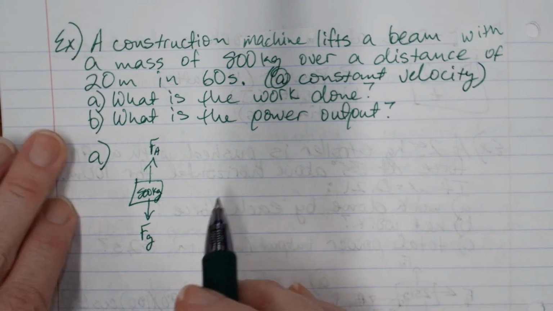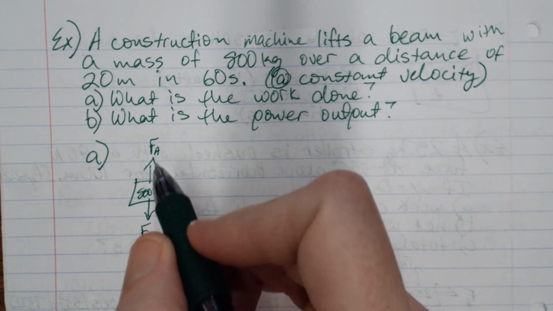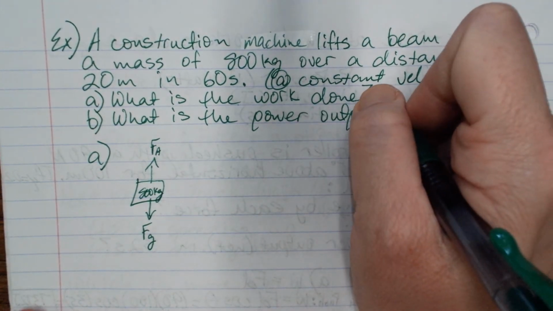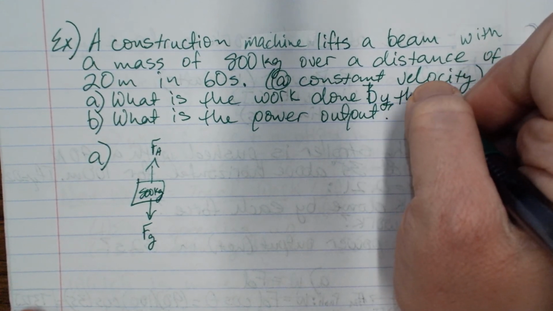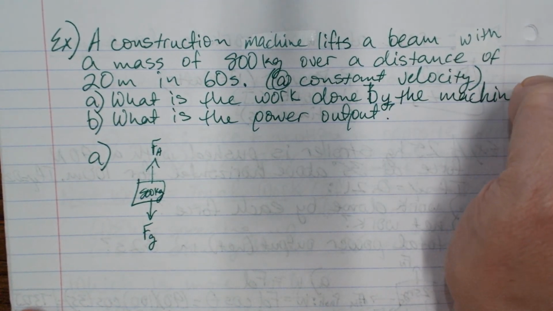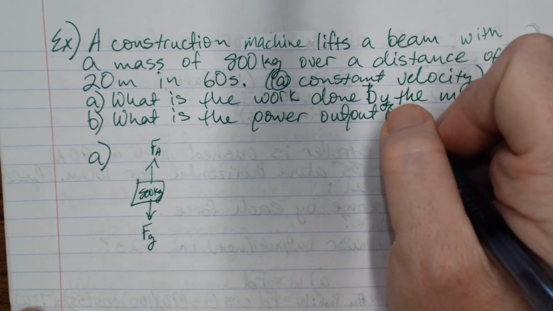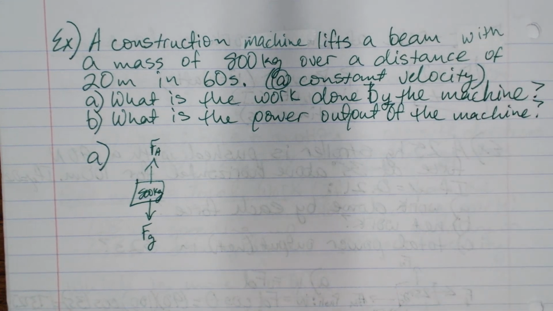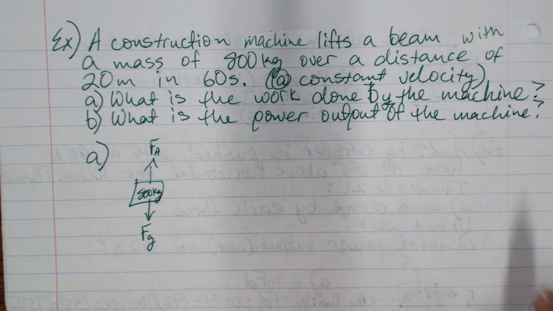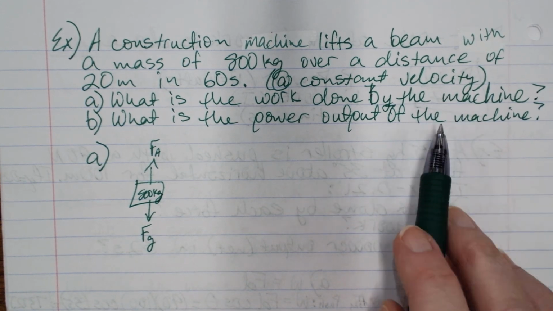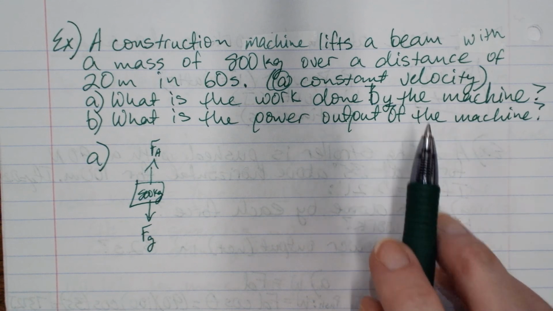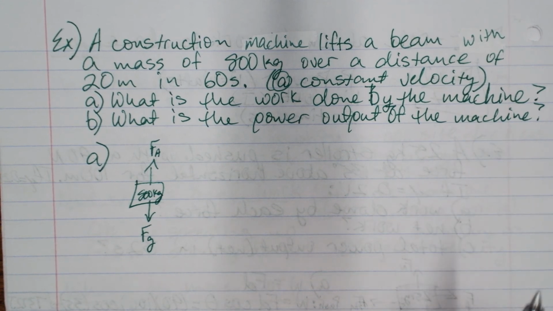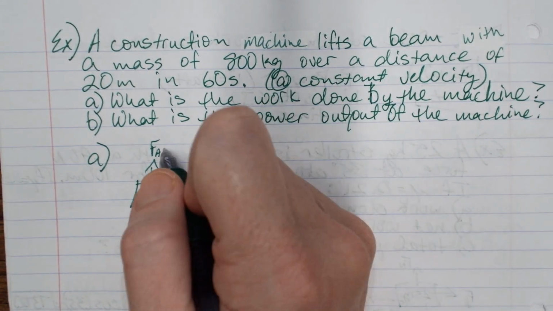So let's figure out what's the work done by the machine, and I want to know what's the power output of the machine. Because if I wanted to know net work, it would be 0. If it's going constant velocity, your net work is 0. If your net work is 0, then your net power is 0. But I want to know the work done specifically by the machine and the power output of the machine. Not net, just the machine.